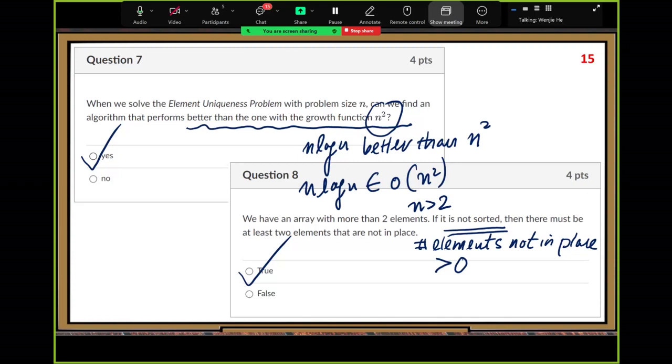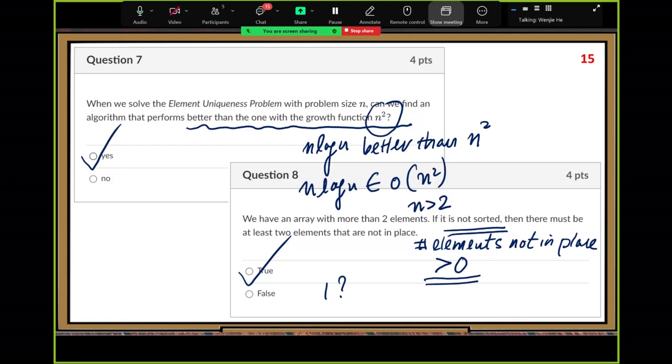If all elements are in place, that means it's sorted. But that's not true, because based on the assumption, it's not sorted. So the number of elements not in place must be strictly greater than 0. Then, if it's greater than 0, can that number be 1?